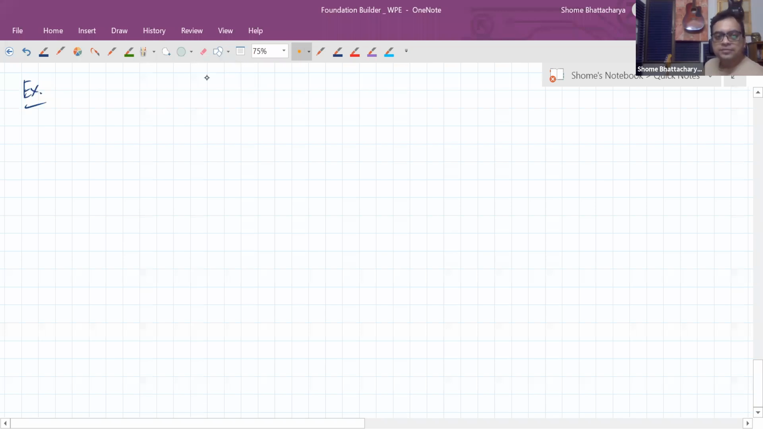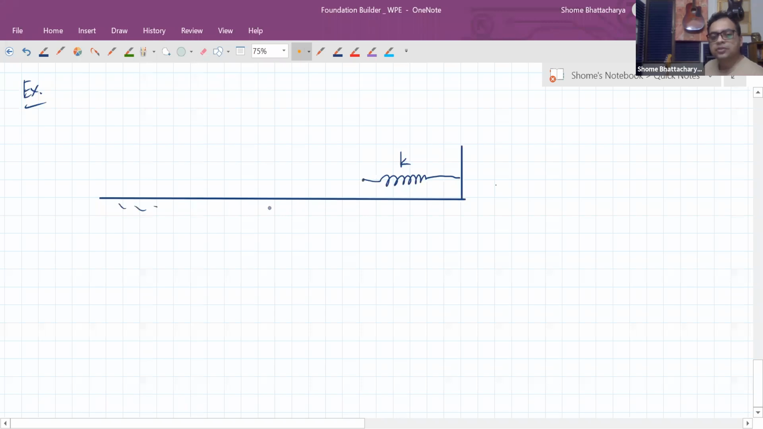So this next example is like this: you have, let's say, a frictionless surface, and then there's a wall, and attached to the wall is an ideal spring, so its mass is negligible. This is a smooth surface. Now there is also a block which is moving along the smooth surface at a speed v0 initially.